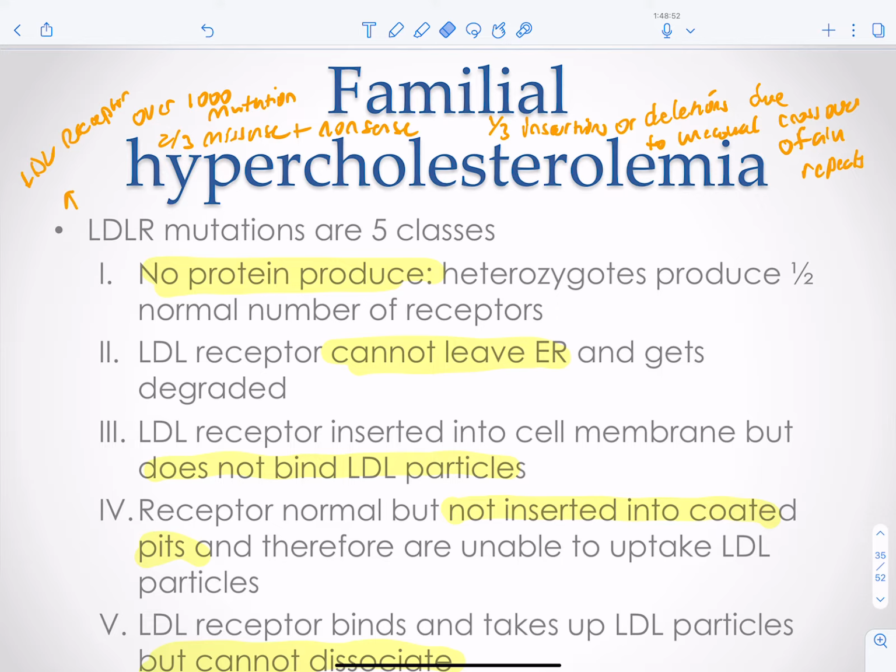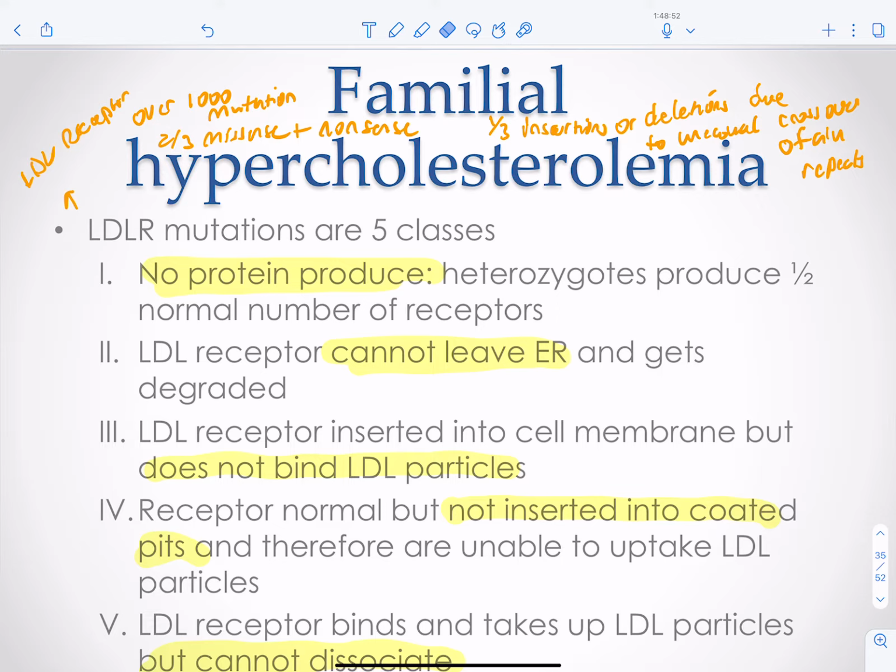And similar to what we talked about with cystic fibrosis, there are different types of mutations that are known with respect to this receptor. There are over 1,000 mutations identified. About 2/3 of these are going to be nonsense or missense, and the rest are going to be insertions or deletions. It's thought that the insertions or deletions are caused by unequal crossing over of the ALU repeats. Remember, we talked about repetitive DNA, and those ALU repeats were part of that repetitive DNA.